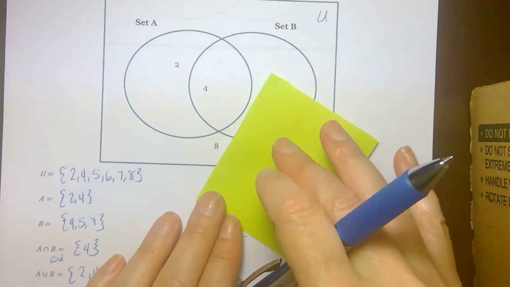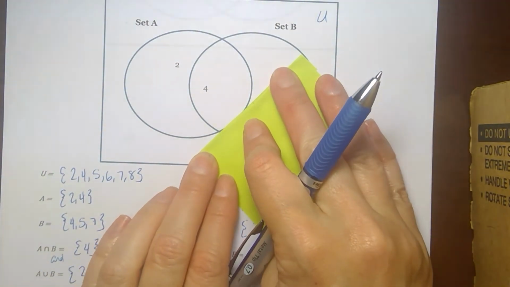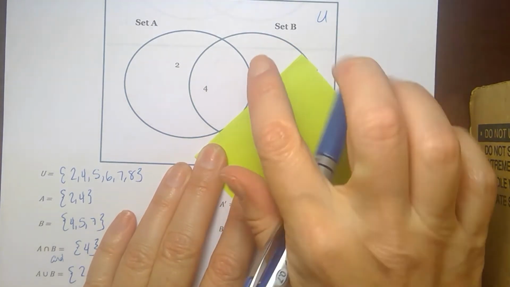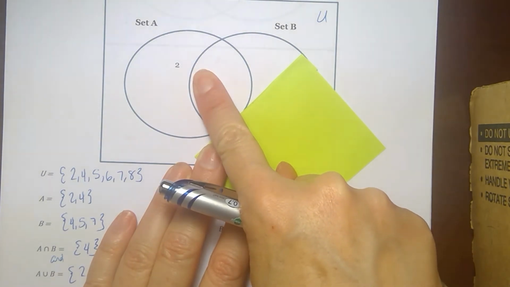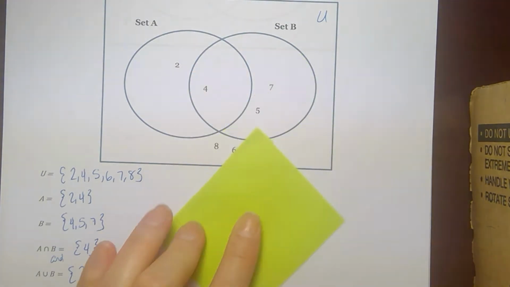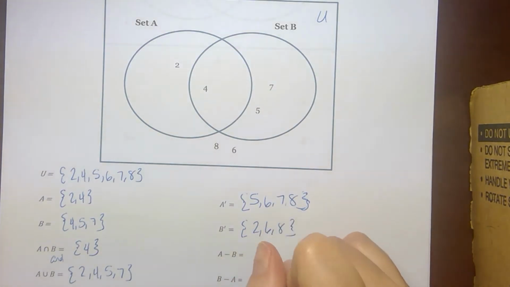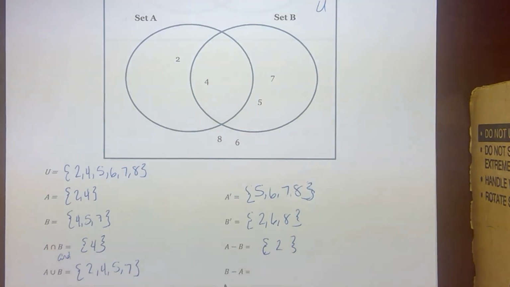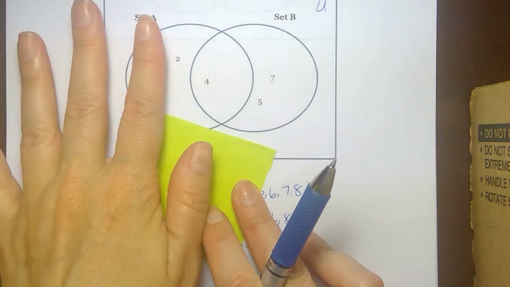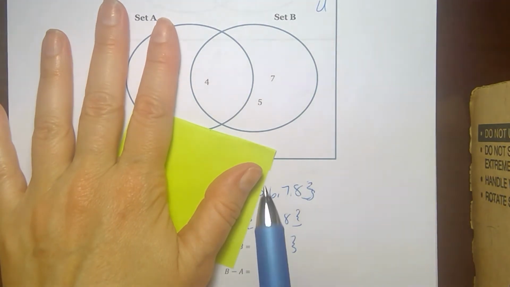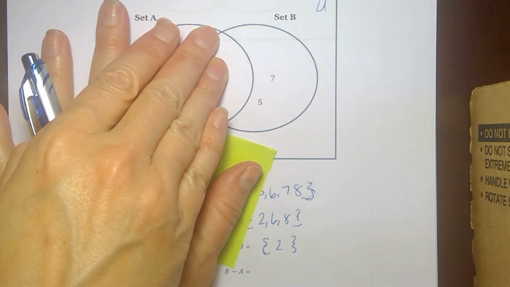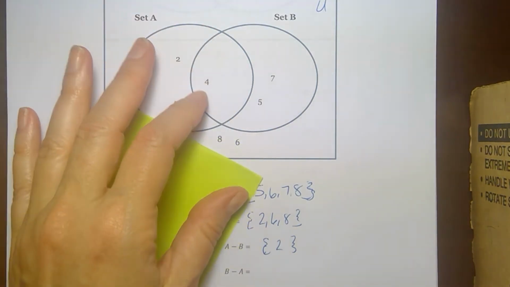Now I'm just interested in set A, so I don't think about anything except what's inside of set A, and then I subtract anything in B. So I take out what's in B, and all I'm left with is 2. And finally, start with B, subtract A. So I'm only interested in elements in set B, and then I take out anything that is also in set A, and B minus A is what I'm left with, 5, 7.